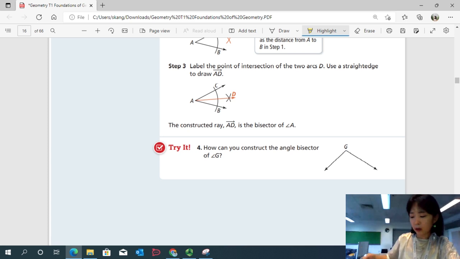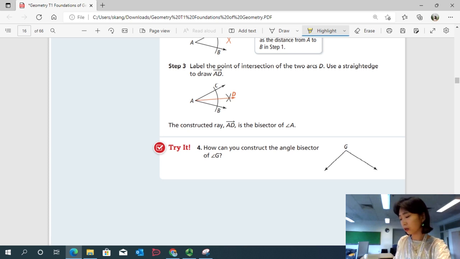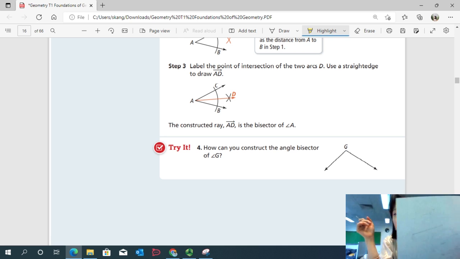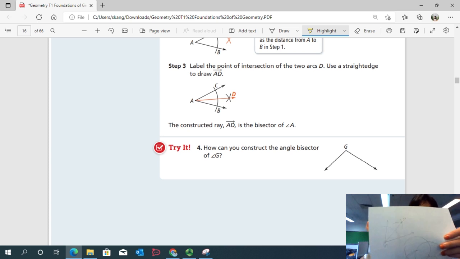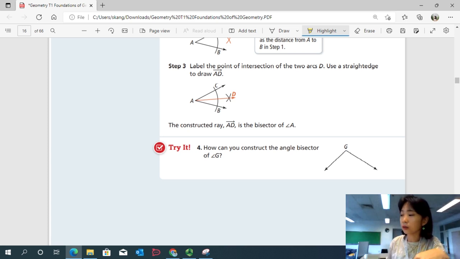And then this intersection of the two arcs that you just drew, to your endpoint, your vertex of the angle, would give you the angle bisector. So draw another ray that bisects your angle. And this is how you draw the angle bisector. Okay? Just follow these simple steps.